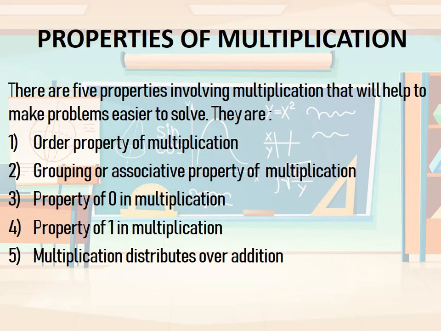Next, as we also have our behavior and characteristics, multiplication has certain properties. First property, order property of multiplication. Second property, grouping or associative property of multiplication. Third property is property of 0 in multiplication. Fourth one is property of 1 in multiplication. And fifth one is multiplication distributed over addition.